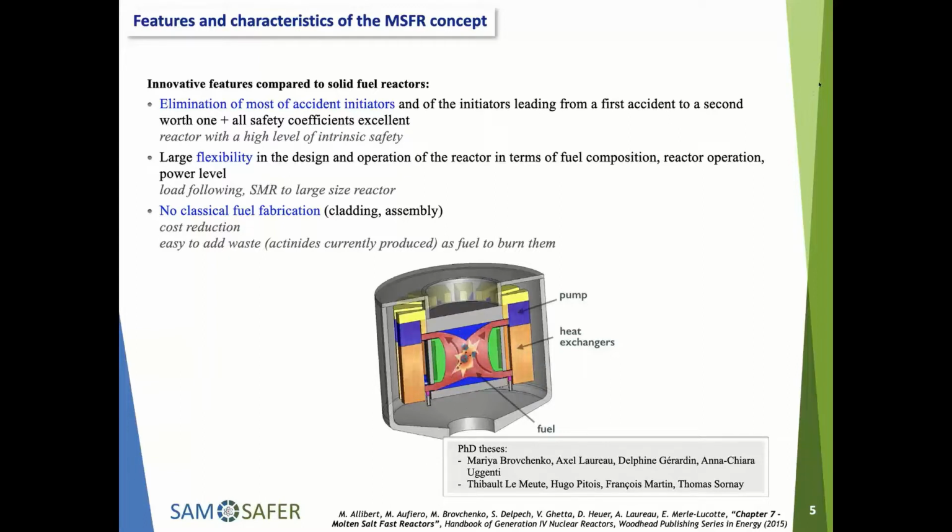As you can deduce, there is no classical fuel fabrication, no fabrication of cladding or assemblies, leading to a cost reduction, but also it's easy to add actinides and burn them in the reactor, and of course this will impact the reactor operation. So there are many PhD theses at CNRS, and I also had one at Polito, working on these characteristics of design and safety related to the molten salt fast reactor.